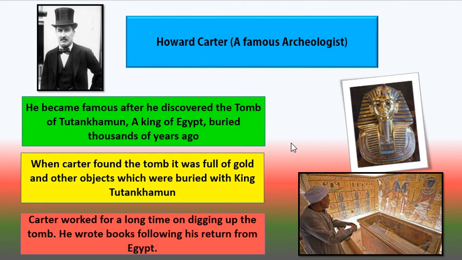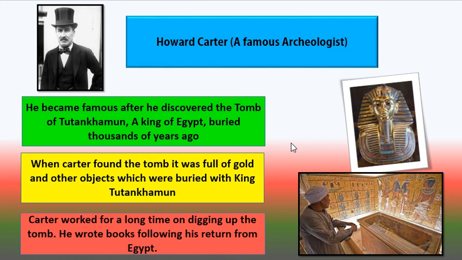As we are talking about archaeologists and historians, there is a very famous archaeologist, Howard Carter. He became famous after he discovered the tomb of Tutankhamun. Tutankhamun was a king of Egypt and was buried thousands of years ago. Howard Carter found the tomb of Tutankhamun. This is how we know that in ancient Egypt, people used to bury their kings with all their belongings. They used to prepare the shroud made of gold, and they used to cover their kings with the golden shroud.